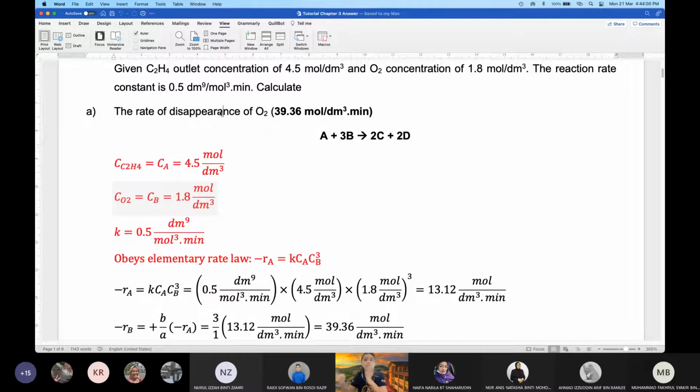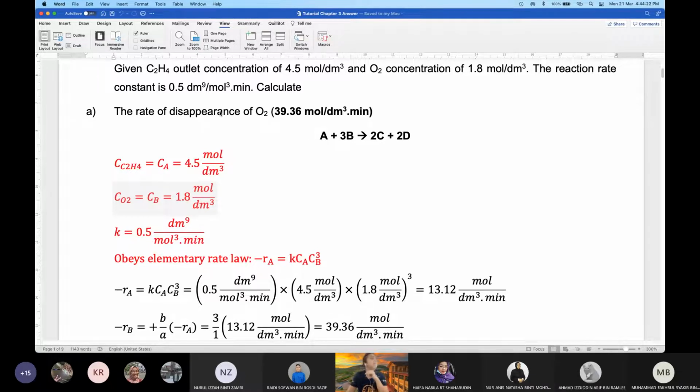Okay, so if you forget, we refresh back. Kamu tahu rate of reaction, we have rate of disappearance dengan rate of formation. Okay, apa beza dia? Rate of disappearance minus R, rate of formation positive R. Itu beza dia. R tu kalau positive means you are finding rate of formation. If you are finding rate of disappearance, dia jadi negative R.